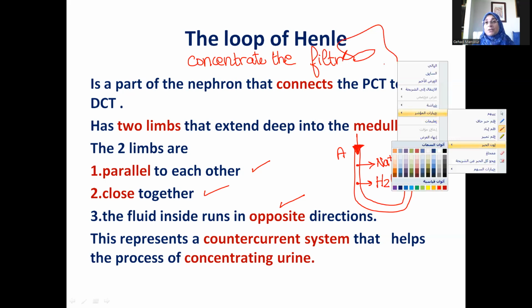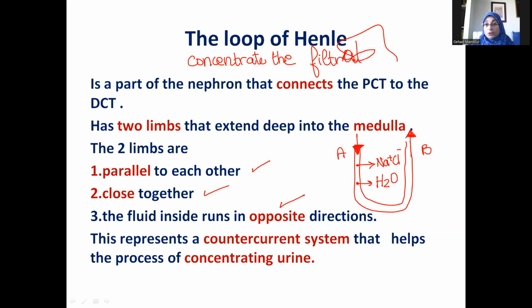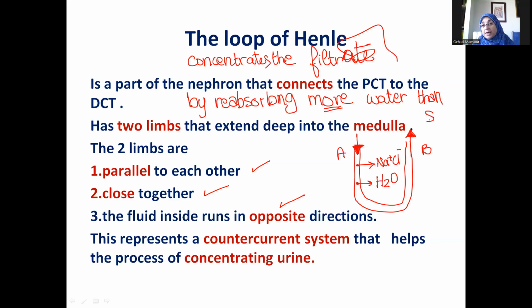It concentrates the filtrate. Actually, this should be filtrate. It concentrates the filtrate by reabsorbing more water than salt. More water than salt. Again, the main function of the loop of Henle is to concentrate the renal filtrate that reaches it via the PCT. And how does it?